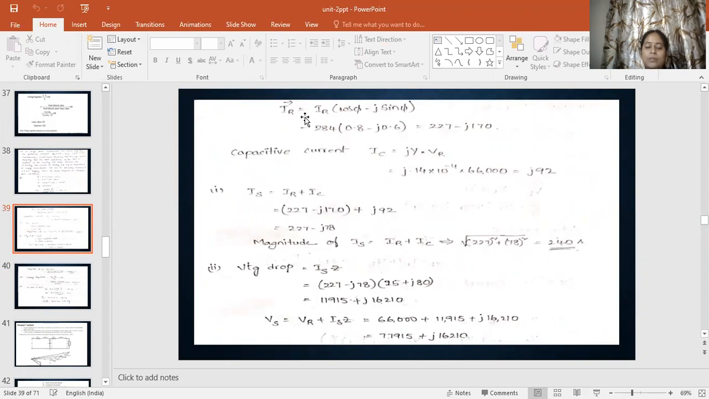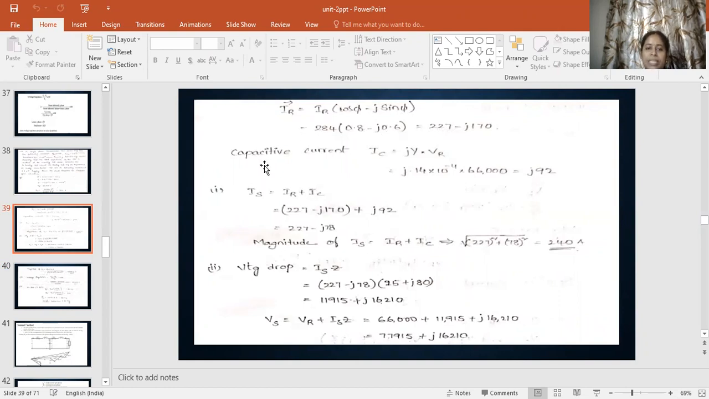So IR in vector form equal to IR into cos phi r minus j sin phi r. We know the IR value is 284 and cos phi r is 0.8, minus j sin phi r equal to 0.6. So cos phi r equal to 0.8, phi r equal to cos inverse of 0.8, then we can get the value of the phi angle. That value substituted here, we get the sin phi value. So that value is 227 minus j 170, the value for IR in the vector form.